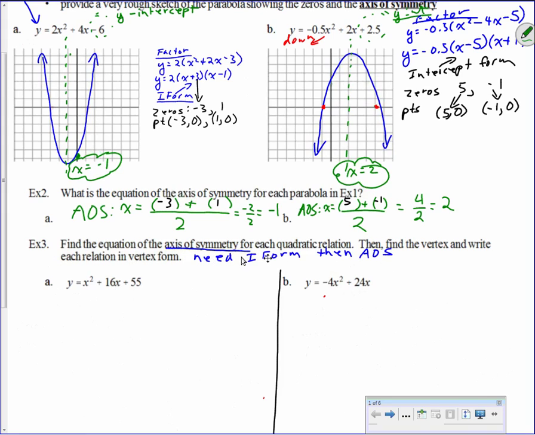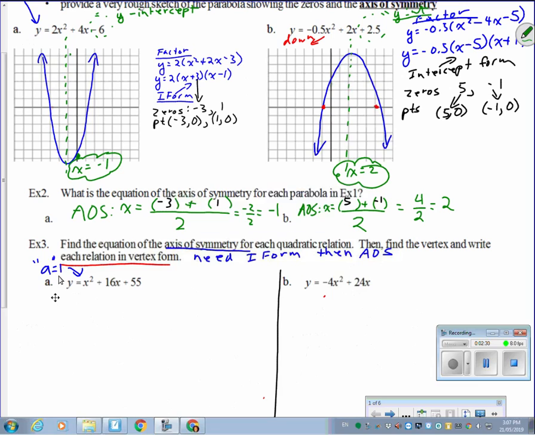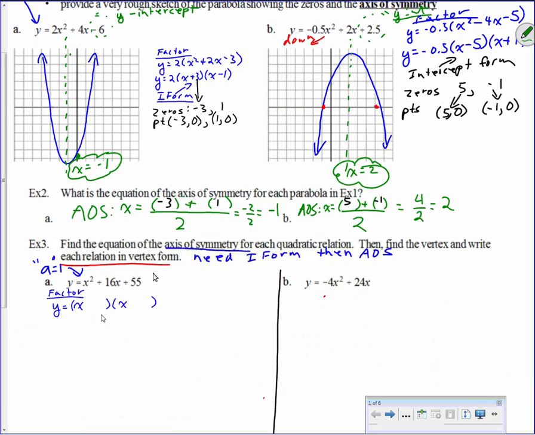So the key idea is we need the intercept form, and then we find the axis of symmetry for both of these. Okay? Now, in this case, a is 1. Because a is 1, this is a minimum, not a maximum, right? We need to factor this equation, so this is how we factor it normally, and we end up with 5 and 11, and it's plus and plus, and so these are our x-intercepts, or our zeros, okay?